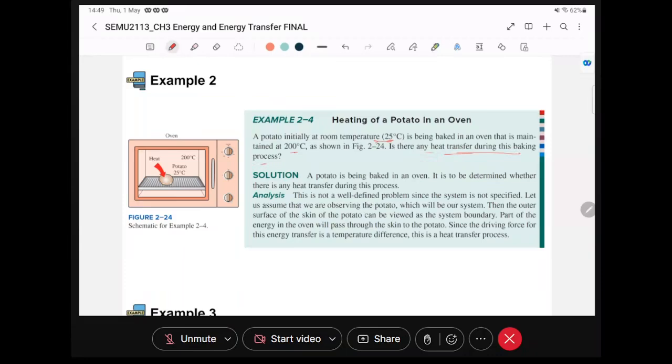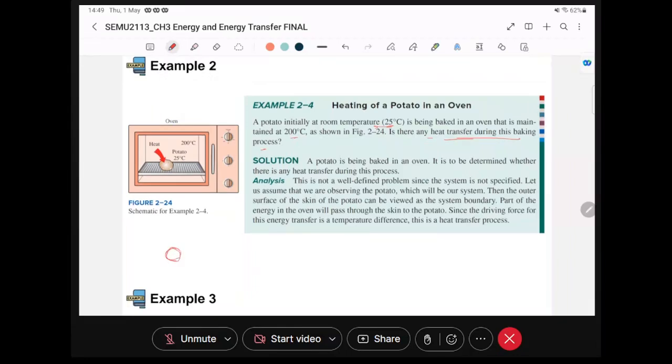Okay. If we look at the potato itself, the system boundary is the potato. There is definitely a Q in. So delta U will be positive. Okay. But if we are looking at the air inside the oven, this is the potato, this is the air. It's definitely transferring heat out into the potato. So delta U is negative.